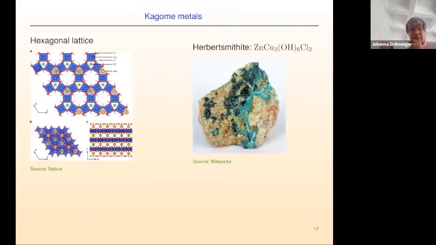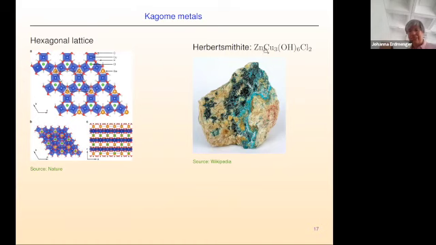Now we look at this very particular Kagome metal, which is the so-called Herbertsmithite, named after the American mineralogist Herbert Smith. And this is something that is really there. There's a picture in Wikipedia of this material, which you can see here.